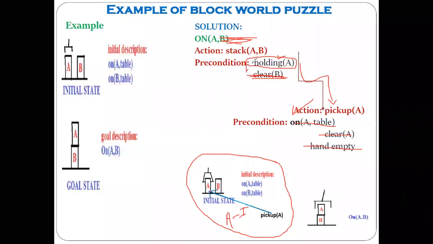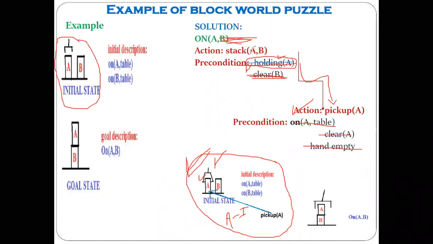आता हे कुठे चेक करणार आपण, होल्डिंग ए? होल्डिंग ए आपल्याला आता ही जी इनिशियल स्टेट आहे, करेक्ट, here after performing the action on this initial state, this initial state will become this state. Correct or not? Yes, sir. मग आता आपण चेक कुठे करणार ही प्री कंडिशन इथं, here whether holding A is satisfying. Yes, holding A is satisfying. That's why we can pop this. Yes. So we pop this.